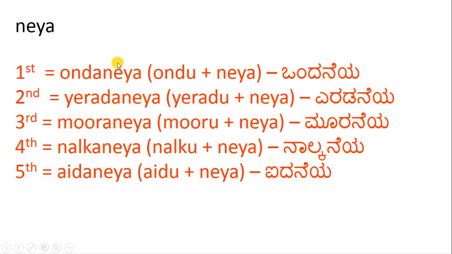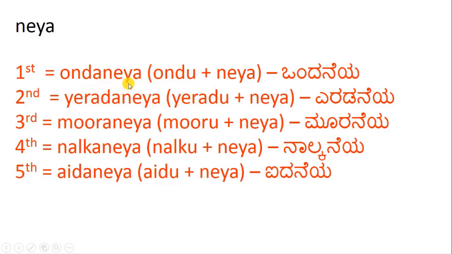Now, to say first, we add neya at the end of the number. Let us see an example. One is called as what? Ondu, correct? If you want to say first, then you have to add neya to this Ondu. So Ondu plus neya becomes Ondaneya.